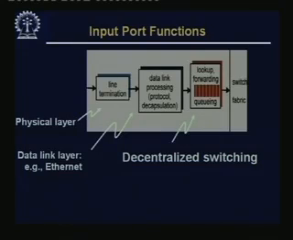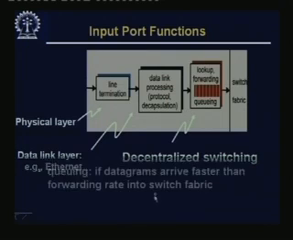So, we look up that table and decide that that is the final destination output line, which is the forwarding, and then you do the queuing, and then you send it to the switching fabric for its final destination.